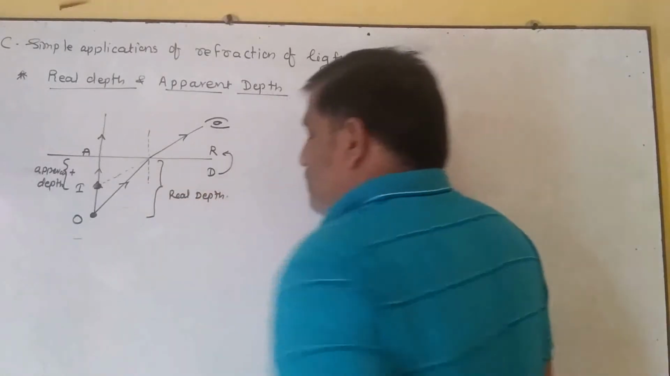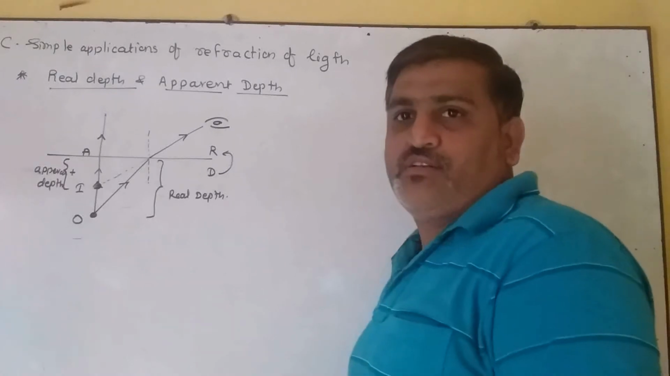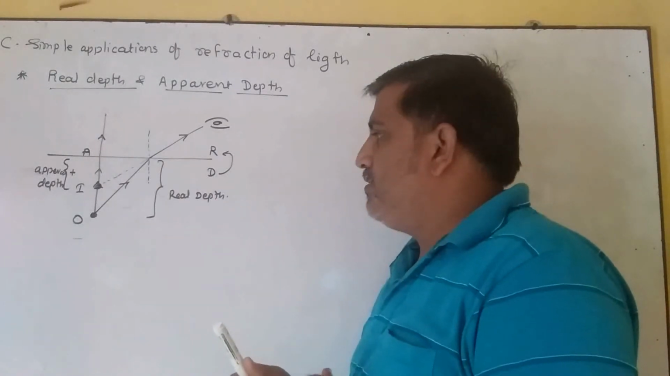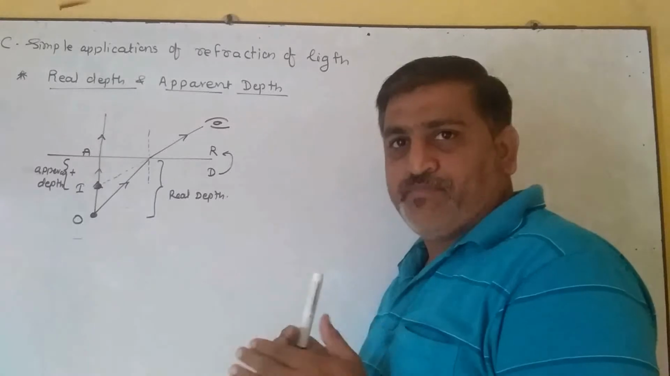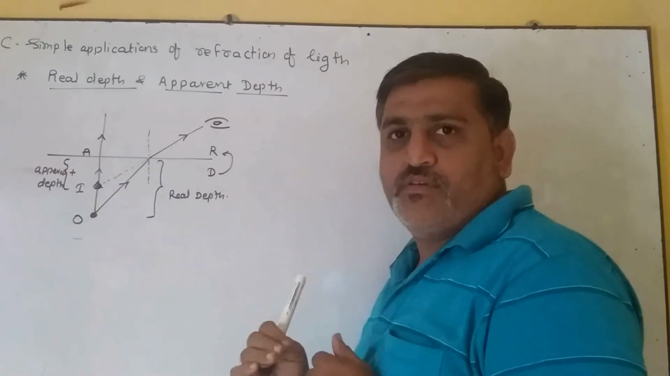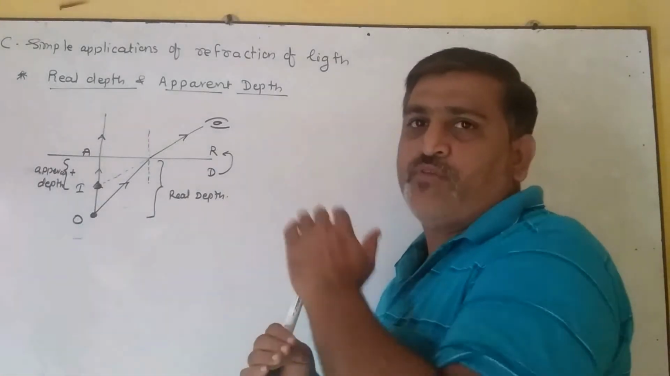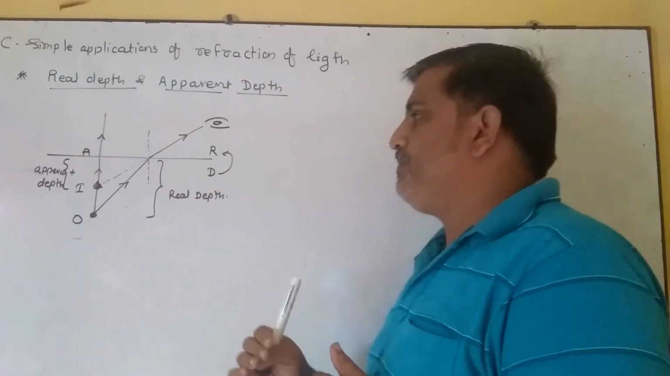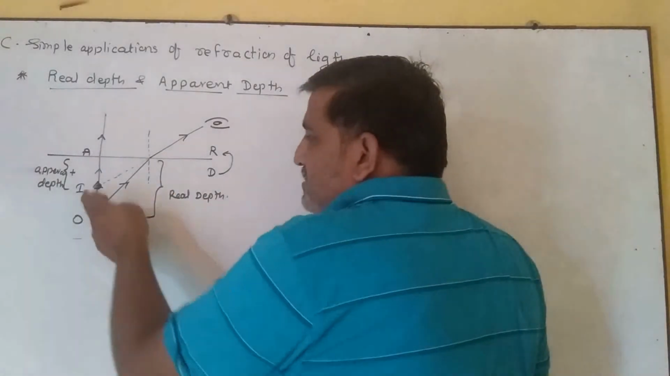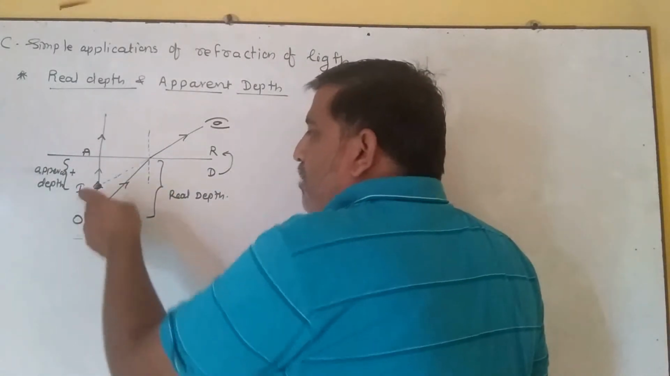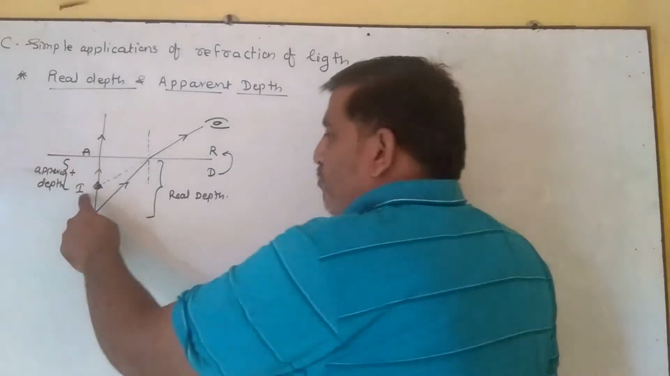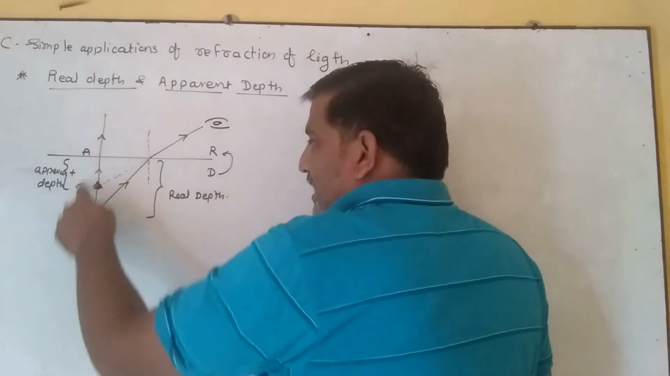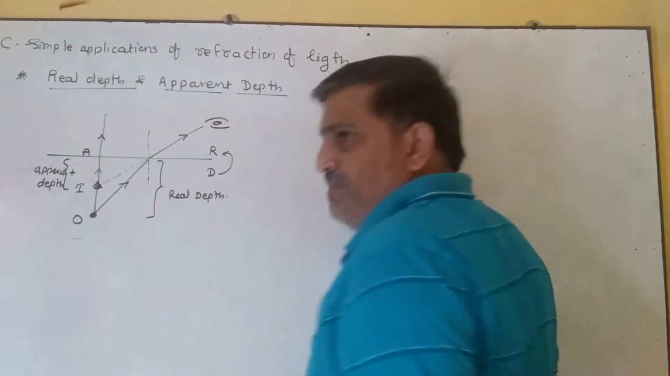So the actual depth of the position of the object inside the denser medium is known as the real depth, but because it is seen from the rare medium and the object is in denser medium, we find there is a shift of the position from O to I, and the image gets formed over here at I. So we can say this AI is the apparent depth.